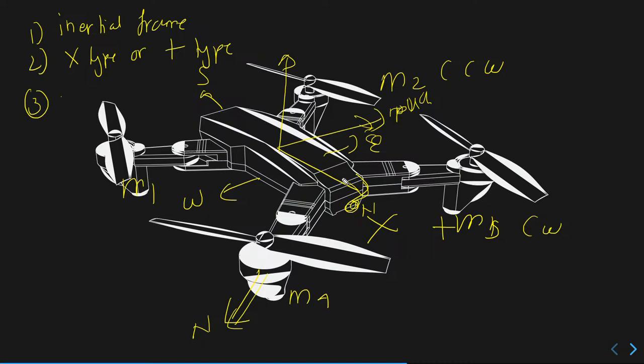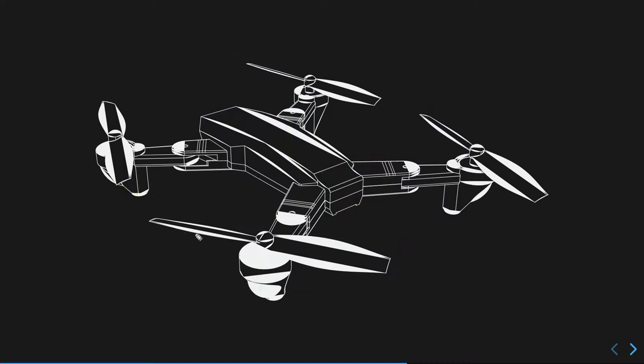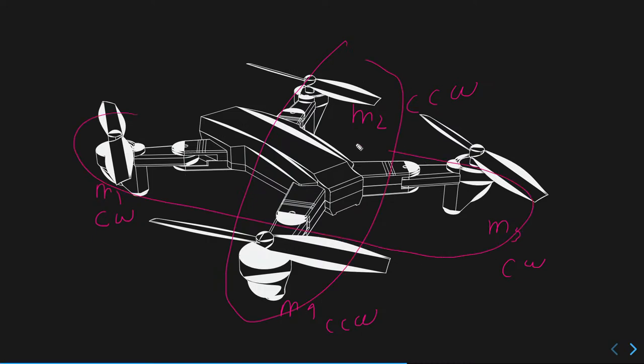Let me just clear this up and redraw this as M1, M2, M3, M4. So you want to label them, and then you set the direction. Is this going to be clockwise? And this is going to be counterclockwise. This is going to be clockwise, and this is going to be counterclockwise. If you're doing it X-type, actually it doesn't matter. And this will be counterclockwise. So now that you have labeled it, you set the inertial frame: where's your X, which is your Y, which is your Z.